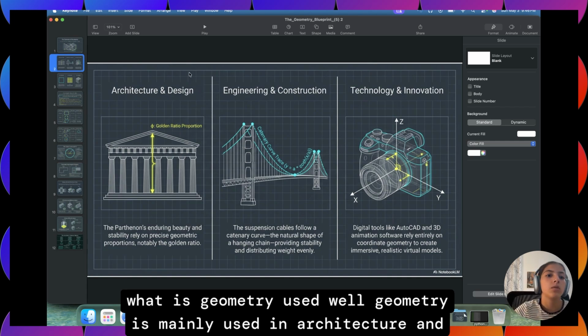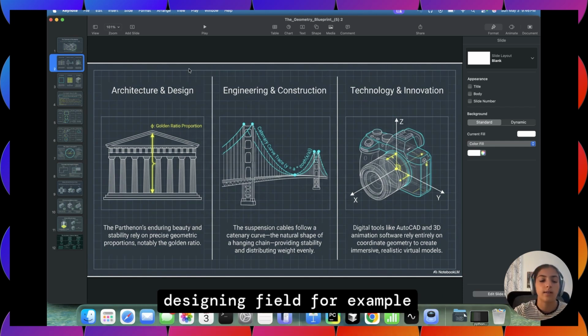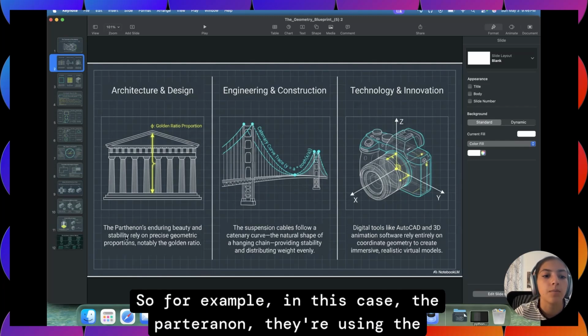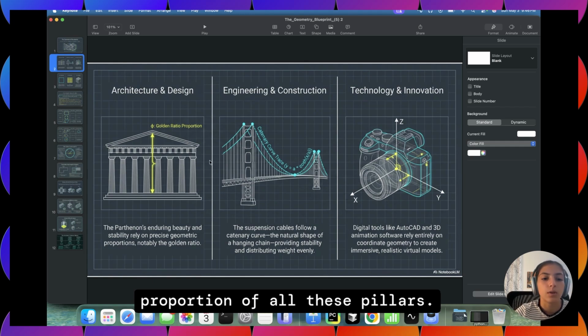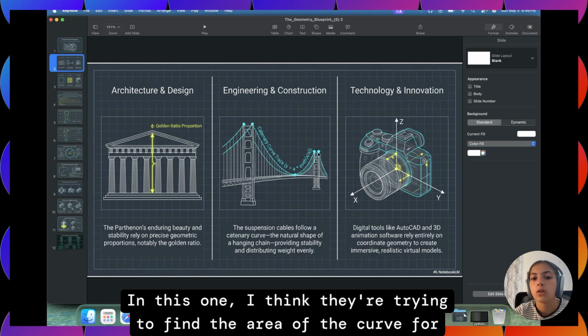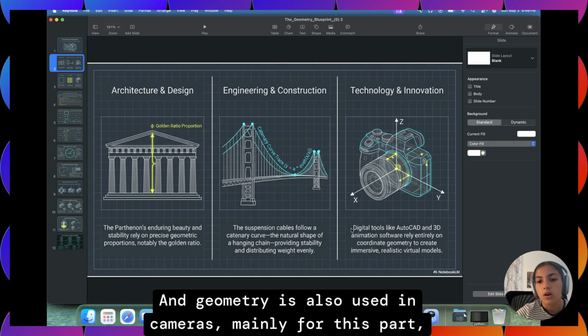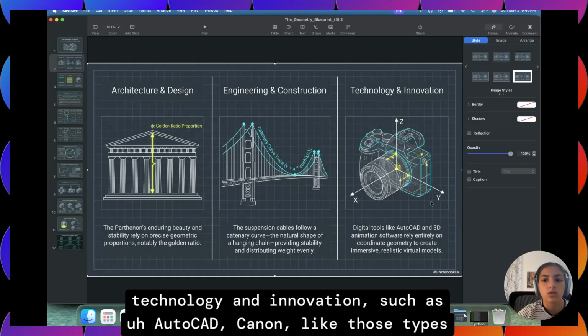Well, geometry is mainly used in architecture and design, engineering, and the technology and designing field. For example, here are some examples where geometry is used. In the Parthenon, they're using the golden ratio proportion to probably measure out the spaces and the proportion of all of these pillars. And in this one, I think they're trying to find the area of the curve for this bridge and see if it matches the other curves. Geometry is also used in cameras, mainly in technology and innovation, such as AutoCAD, Canon, those types of cameras.